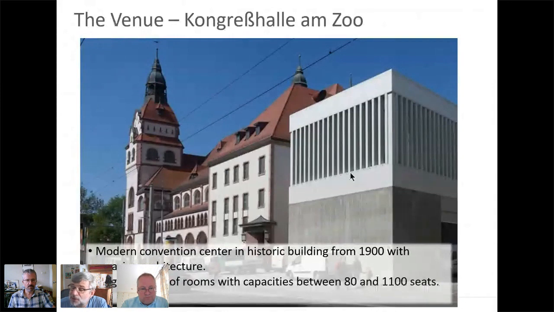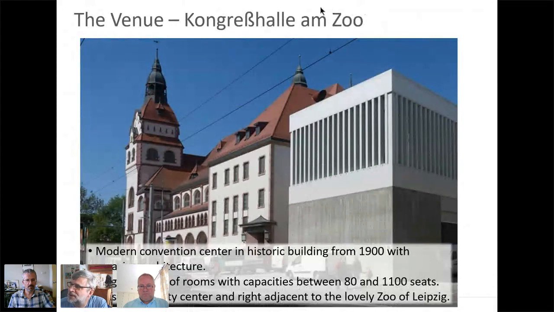Nonetheless, it has been converted into a modern convention center with a large number of rooms with capacities up to 1,100 seats. And most importantly, as I've already pointed out, it's quite near to the city center and right adjacent, that's why it's called Kongresshalle am Zoo, to the lovely Zoo of Leipzig, which I really recommend to everybody. So you can hear the lions roar, actually, literally from there.